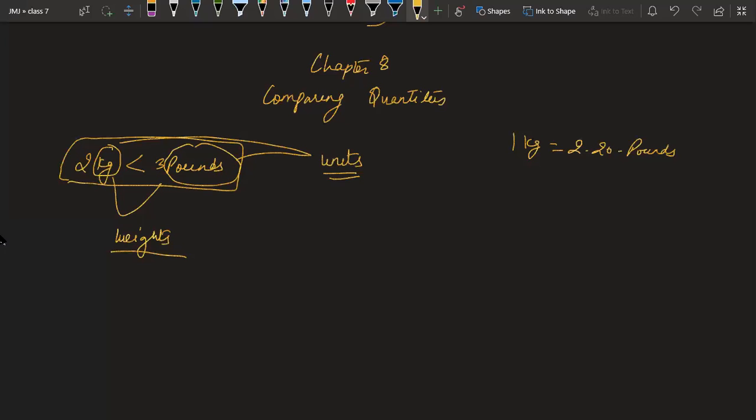That is why, if you have ever heard of WWE, people who are watching it will tell you the weight is 500 pounds, 700 pounds. So they have weights like this. But in India we go for kgs. In India we measure the weight in kgs.